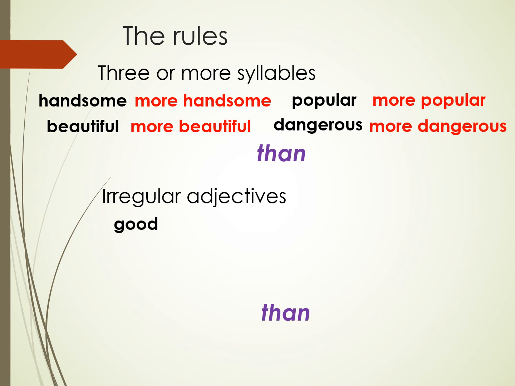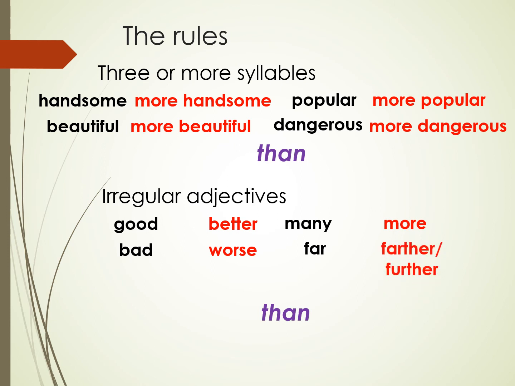Irregular adjectives like I showed you just now. Good, better than. Bad, worse than. W-O-R-S-E, not W-O-R-S-T. Remember that. Worse than. Many, more than. Far. Okay, the adjective far is quite special. So it can be farther than or further than. Little, less than. So these are the four rules that you have to bear in mind.